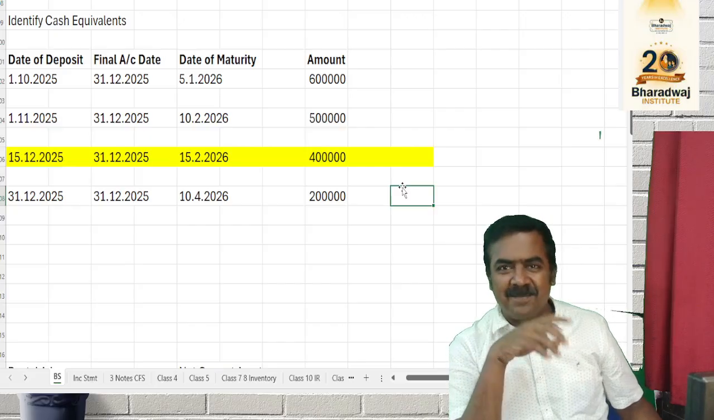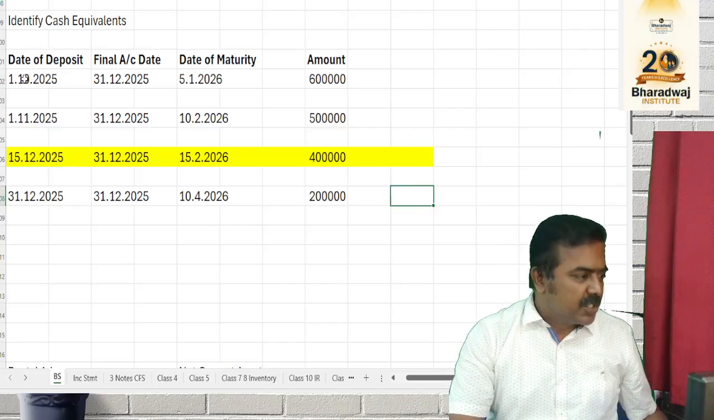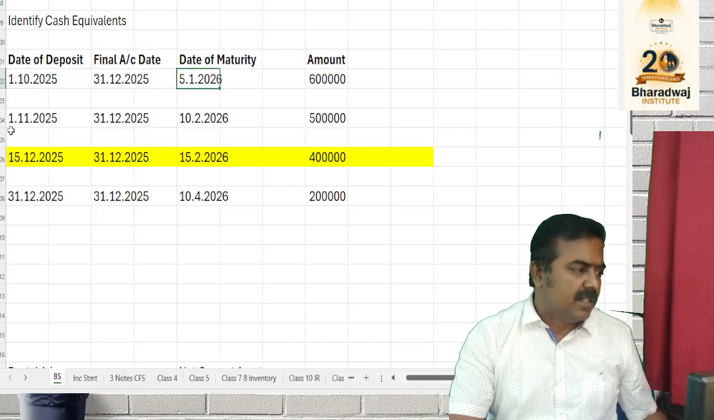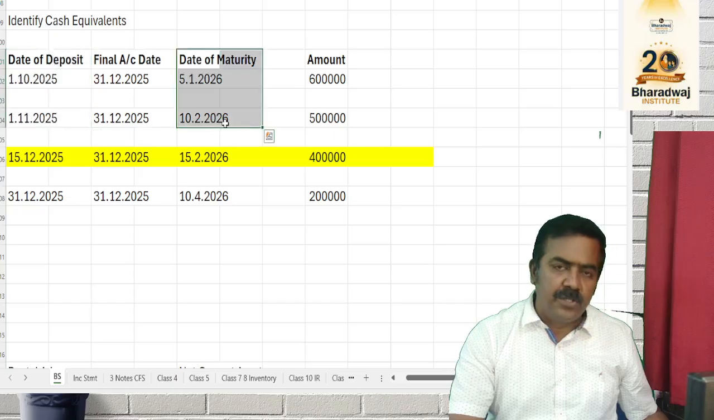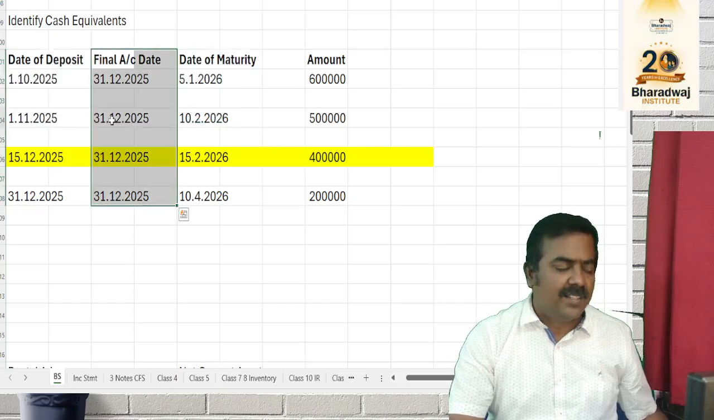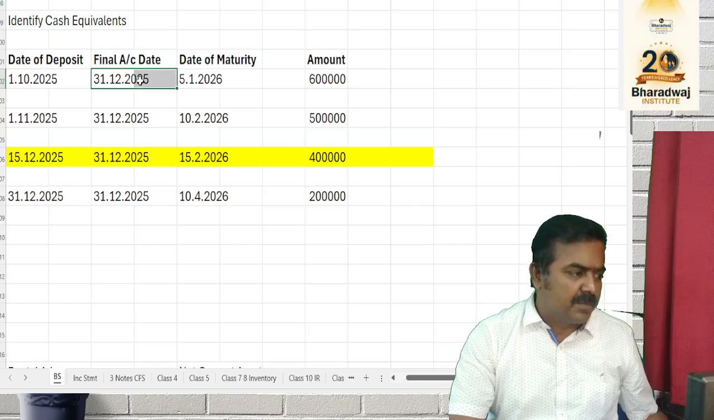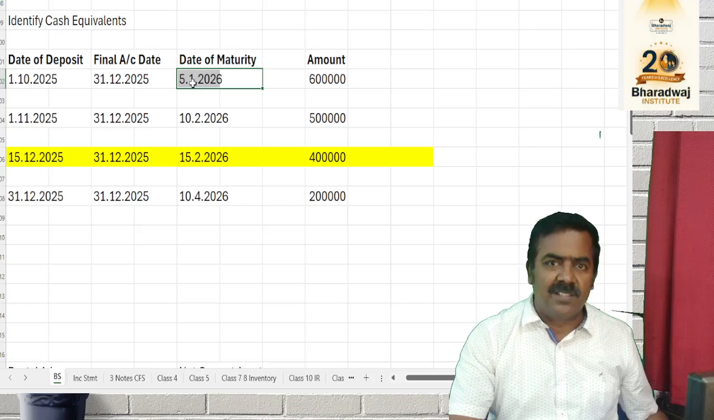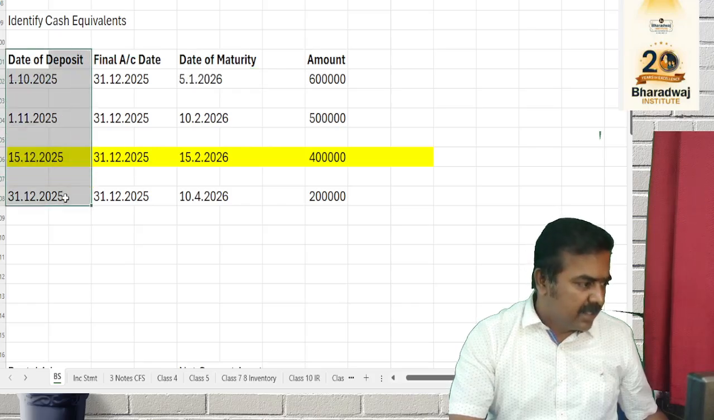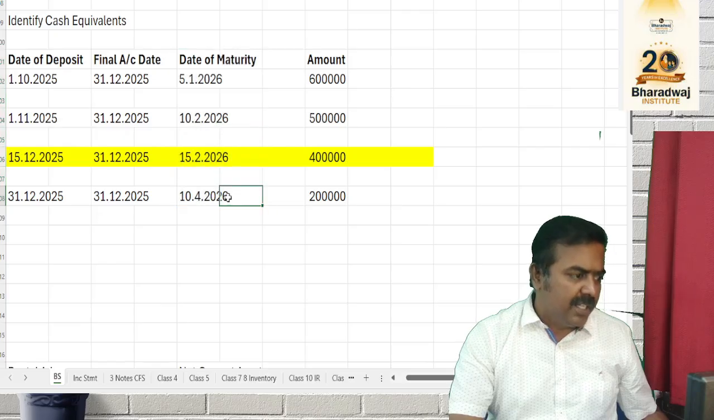I highlighted the answer, but still. See this one, 1/10/2025 to 5/1/2026. It is more than 3 months. 1/11/2025 to 1/10/2026. From the date of deposit to the date of maturity you have to see, not from the final accounts date. The final accounts date is 31st December, so just 5 days will come. It is not a cash equivalent. From the date of deposit till the date of maturity, you have to see and find out.